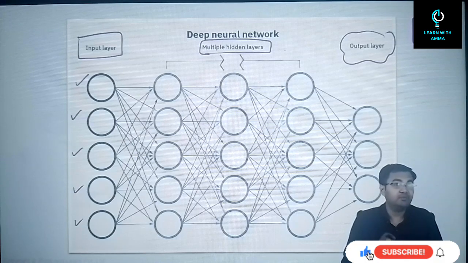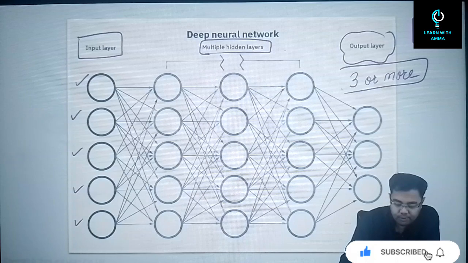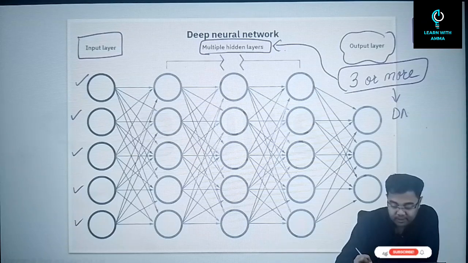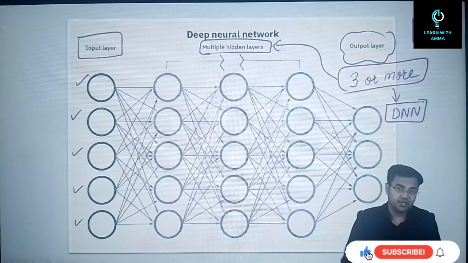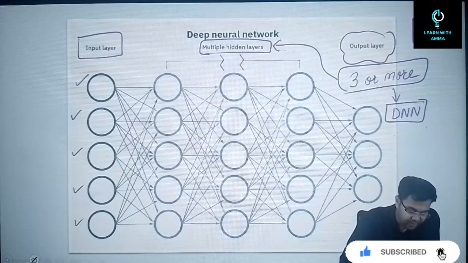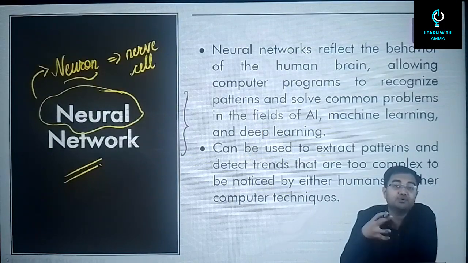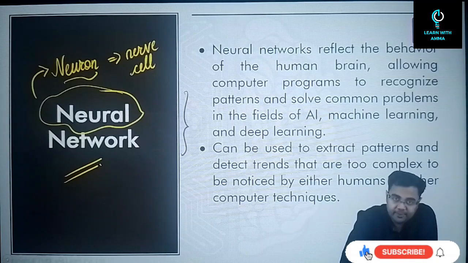Now deep learning needs neural networks, and if there are 3 or more such hidden layers, then we say that this neural network is a deep neural network. So if the number of layers is 3 or more, it can be n number of layers, then the neural network is called a deep neural network. So when we talk about neural networks, a bunch of neural networks together will perform the task that is associated with deep learning.